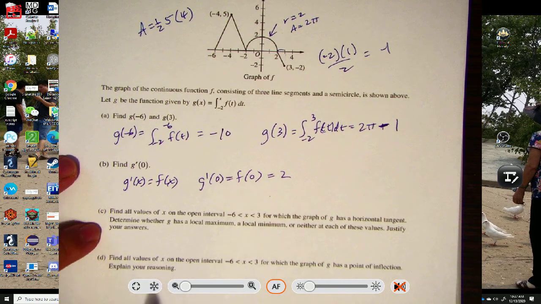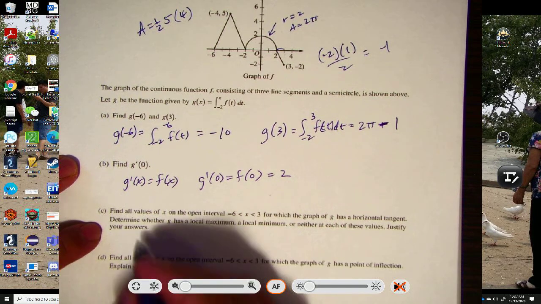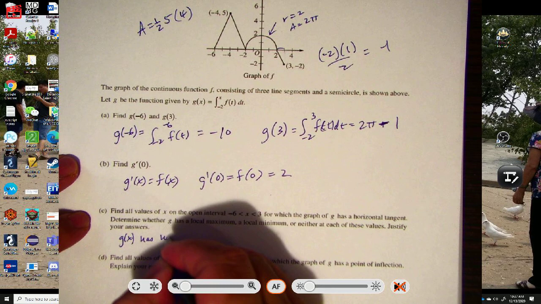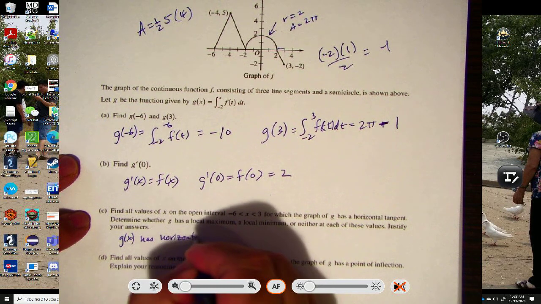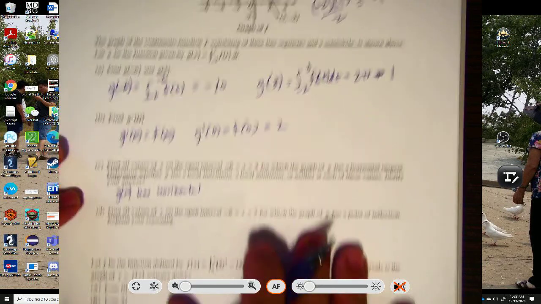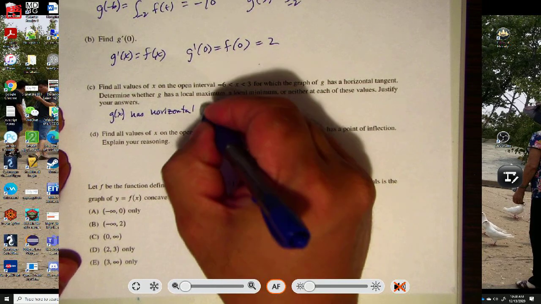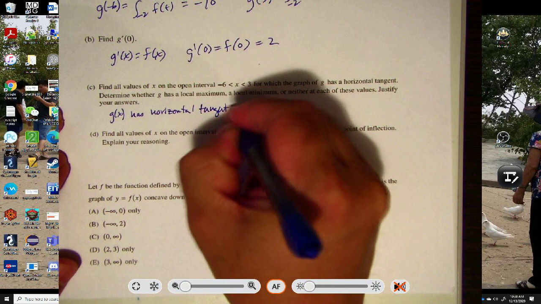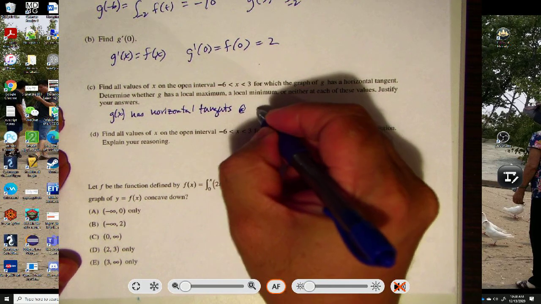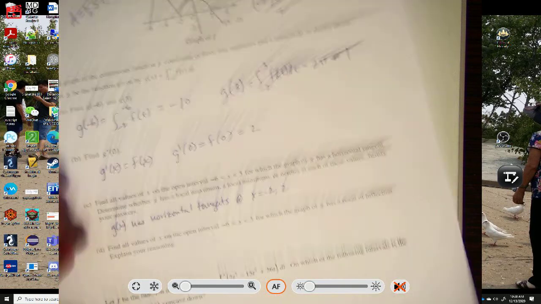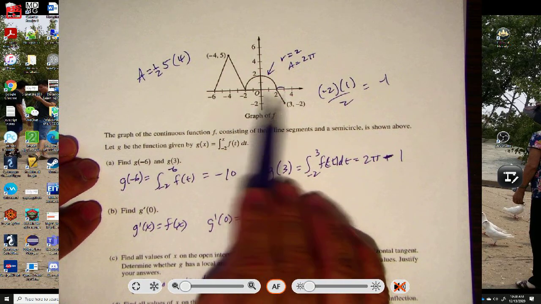Okay, so to answer the first part, find all values of x on an open interval for which the graph of g has a horizontal tangent. So g of x has a horizontal tangent at x equals -2 and 2, because the y values of f are 0. And by the way, on the AP test, they actually gave more space than this. I was just stingy on the paper.